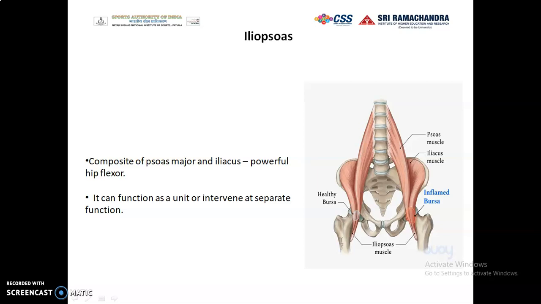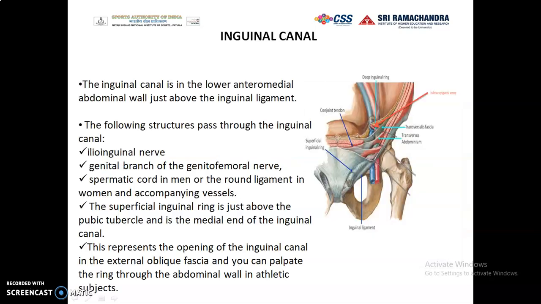Now, iliopsoas. So what is iliopsoas? The iliopsoas is comprised of psoas major and iliacus, and as we are all aware, those are the powerful hip flexors. They can function as a unit or as separate functions. And also we should know about the inguinal canal, because we already studied it in anatomy.